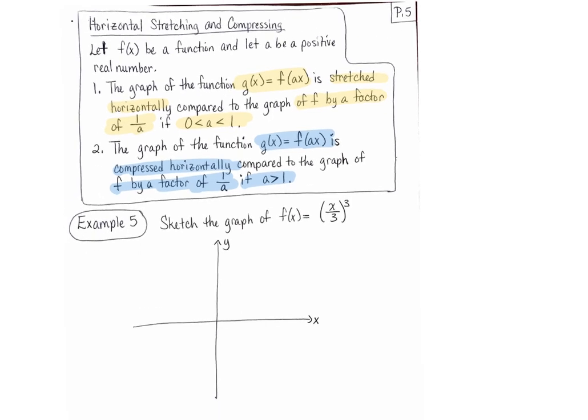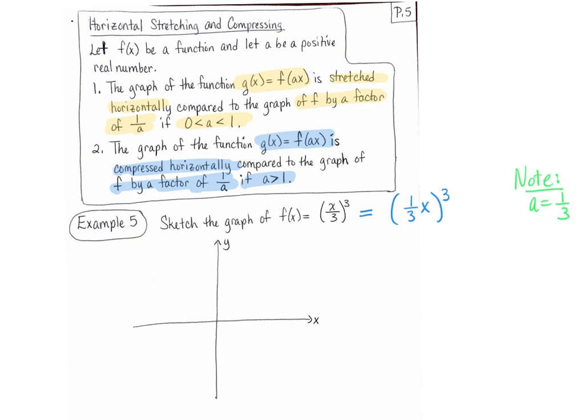Let's sketch the graph of f of x equals (x over 3) cubed. Notice that we can rewrite this function f of x as the quantity 1 over 3 times x, quantity cubed. So whenever we look at our function, notice that our a here is 1 over 3. So we're just making some observations. So note, a is equal to 1 over 3.